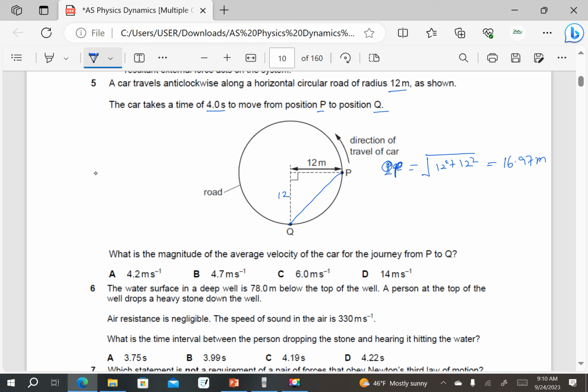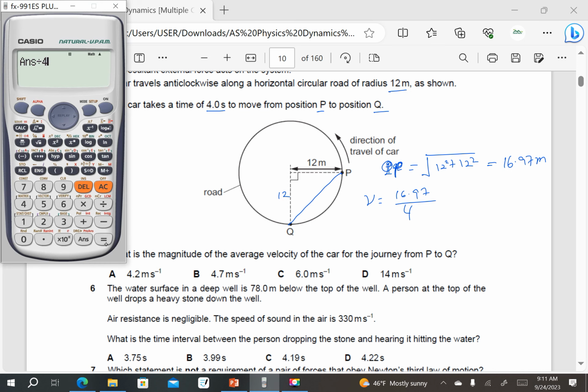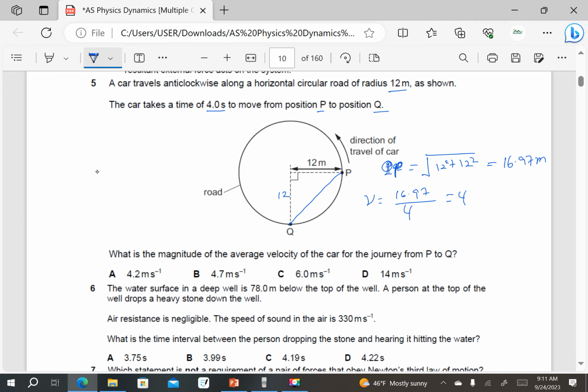So that is the displacement. Then to find the speed, the velocity, we shall get the displacement divided by time. So displacement is 16.97 divided by the time, which is 4 seconds. So we shall divide that by 4, which gives us 4.2. So the answer is going to be A.